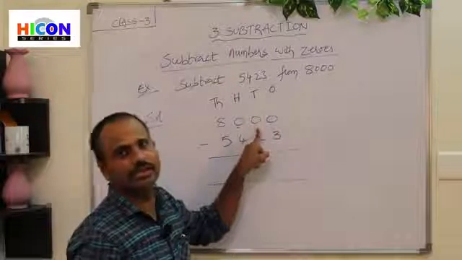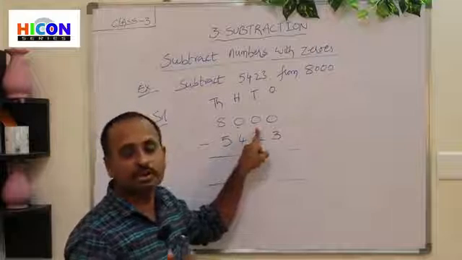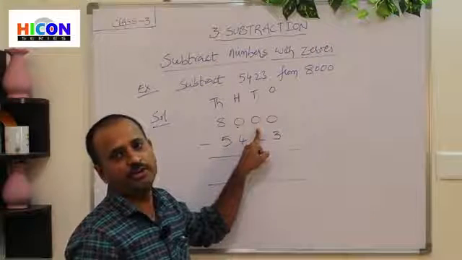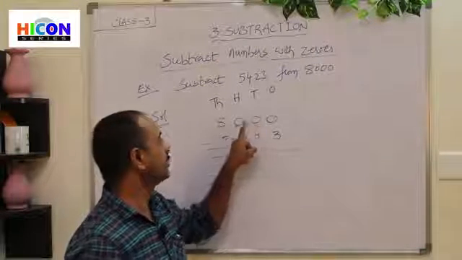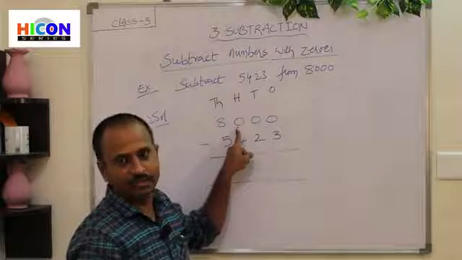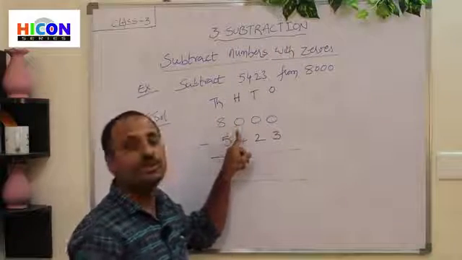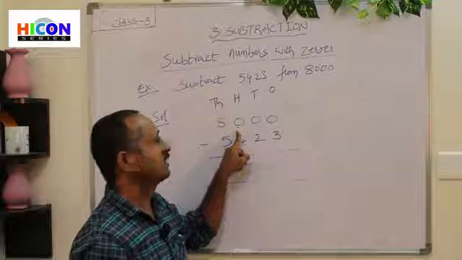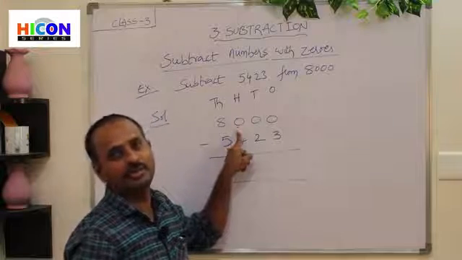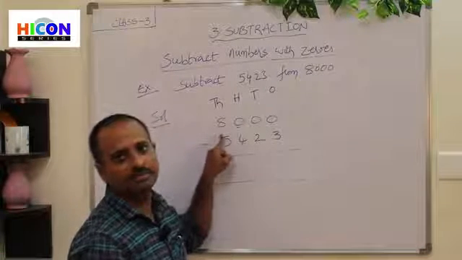But there is a 0 in the tens place. That means there are no tens in the given number. So now go to its previous place, that is the hundreds place. In the hundreds place also there is 0. That means there are no hundreds in the given number. Then go to the thousands place.